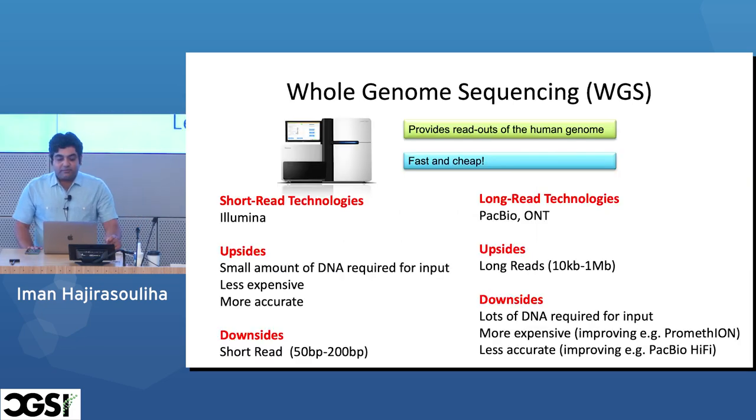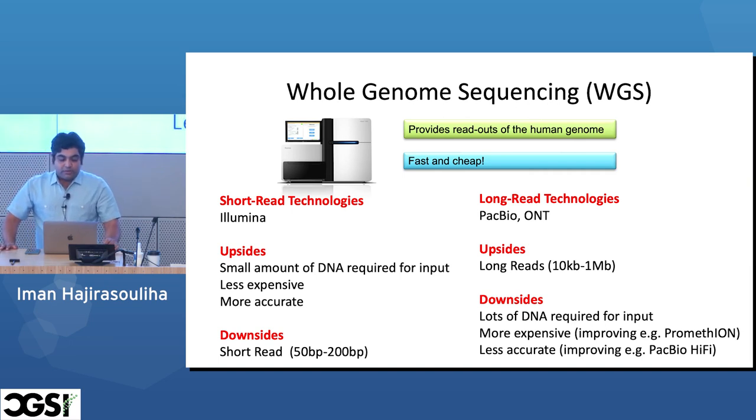So right now, we have these wonderful technologies, especially whole genome sequencing, that you can use to sequence genomes very quickly and quite cheaply, relatively. But these technologies all give you readouts of the genome. You cannot sequence the full genome from one end of the chromosome to the other end of the chromosome.